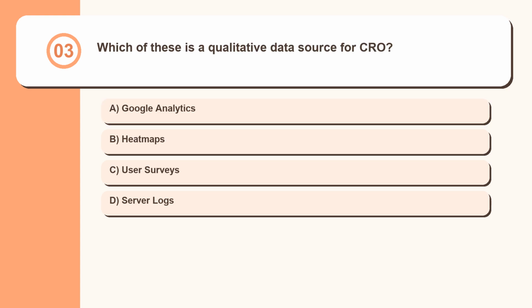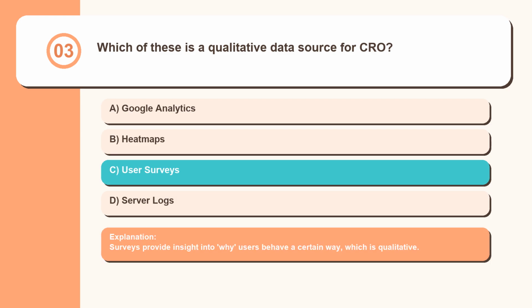Question 3. Which of these is a qualitative data source for CRO? Google Analytics, heat maps, user surveys, server logs. Surveys provide insight into why users behave a certain way, which is qualitative.